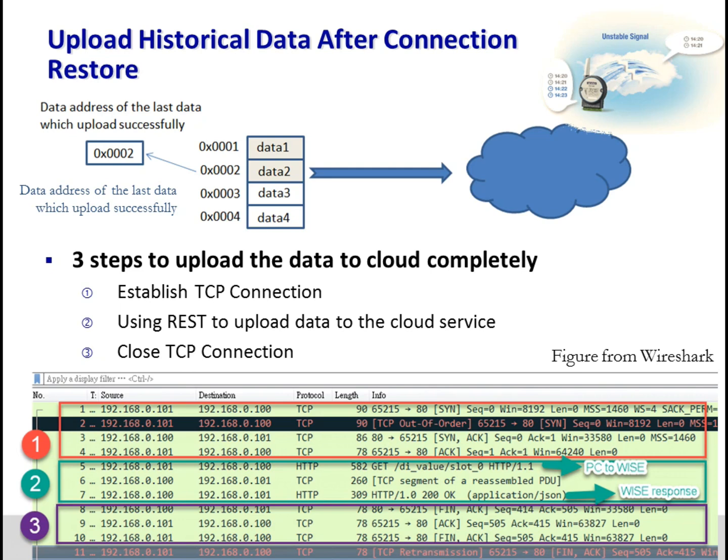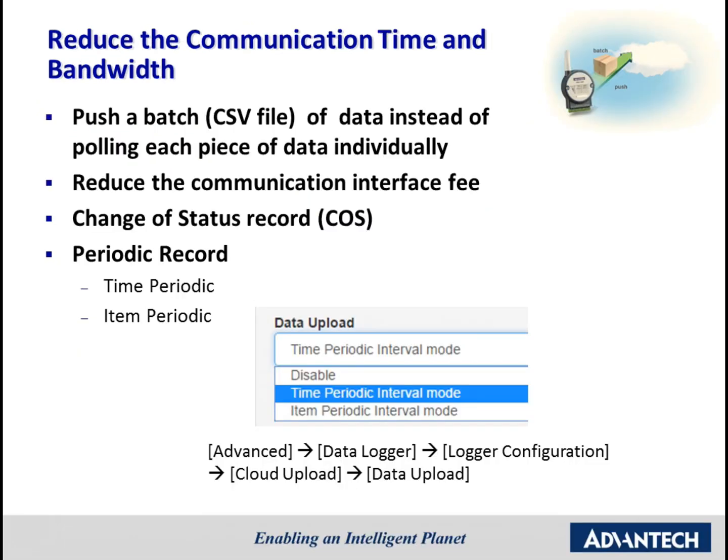When WISE is uploading data, it needs 3 steps. Establish a TCP connection, use RESTful to upload data to the cloud service, and then terminate the TCP connection. After the TCP connection is released, the historical data uploading is completed, and there is a flag recording the address of the last data. The second feature is to reduce the communication time and bandwidth.